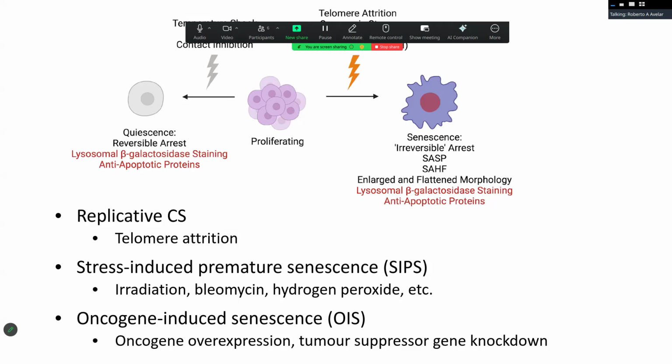But anyway, the traditional senescence inducers are telomere attrition. And then if you induce DNA damage via, say, radiation or co-culture with bleomycin or peroxide, this DNA damage is going to induce a senescent-like state. And finally, there are phenotypes that look like senescence where you overexpress an oncogene, and then the cell will enter this irreversible arrest as well. And this happens in various ways depending on the oncogene.